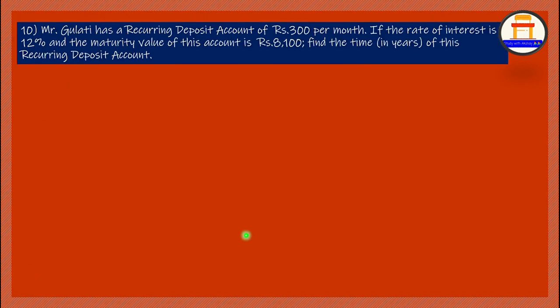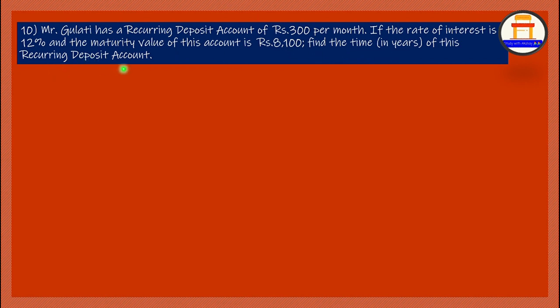Yes, we are here with the 10th question. Mr. Gulti has a recurring deposit account of rupees 300 per month. If the rate of interest is 12% and the maturity value of this account is 8,100, find the time in years of this recurring deposit.